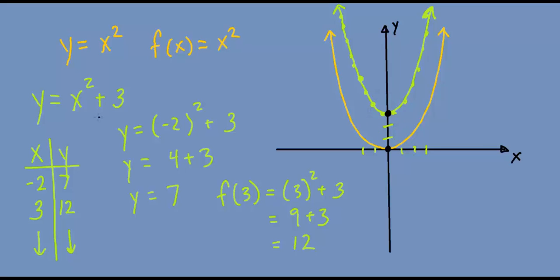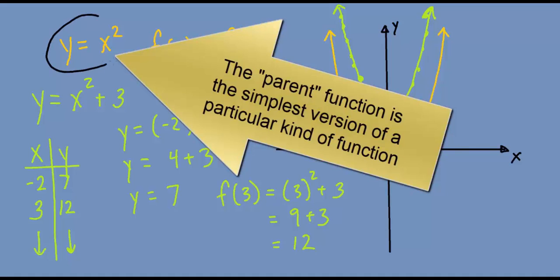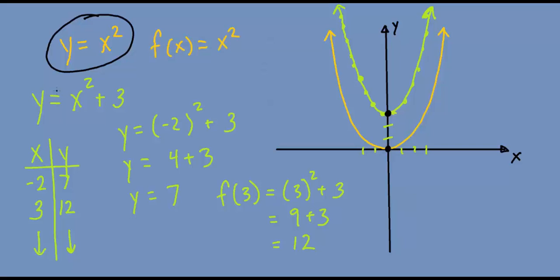And you might have guessed that. Kind of makes sense. We added a 3 to the original function. And that, in fact, is the pattern. So you can quickly tell what a quadratic function looks like when you add a number to the x squared. It's just what we call the parent function, the simplest one, moved up or down by that number. So let's look at another example.